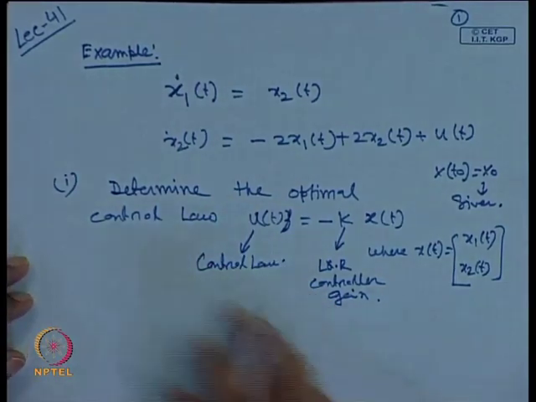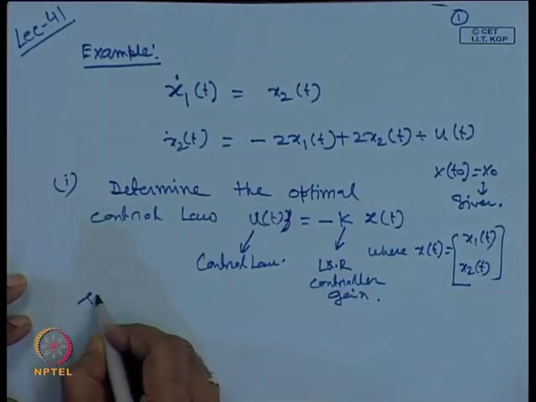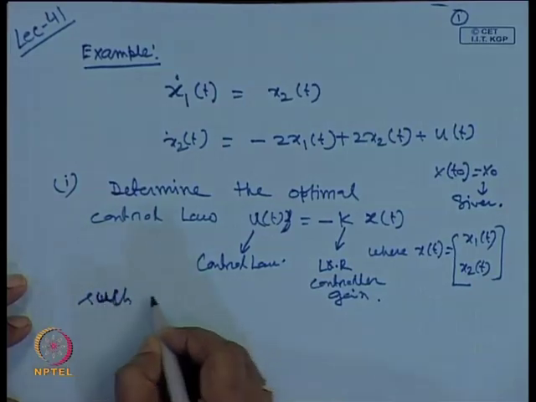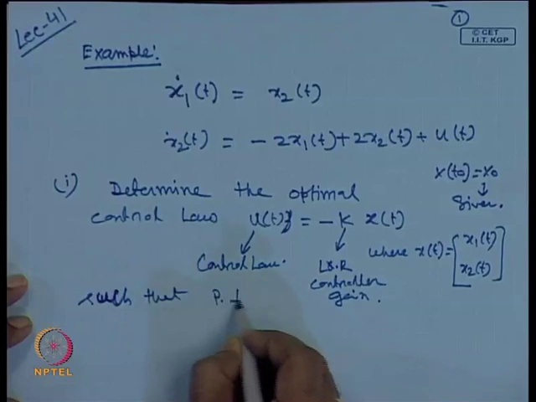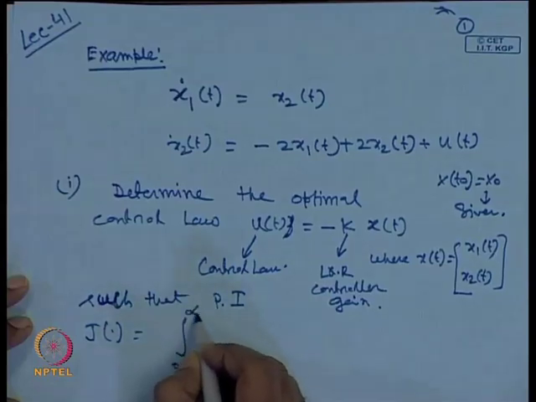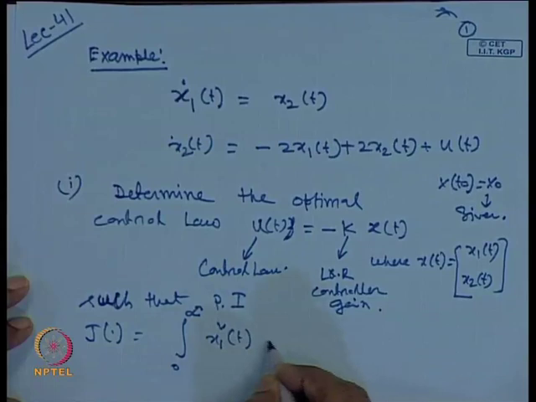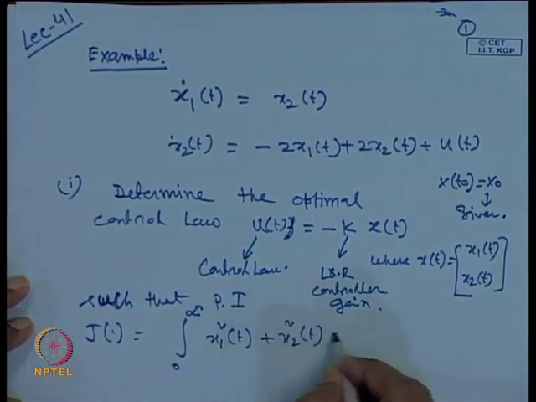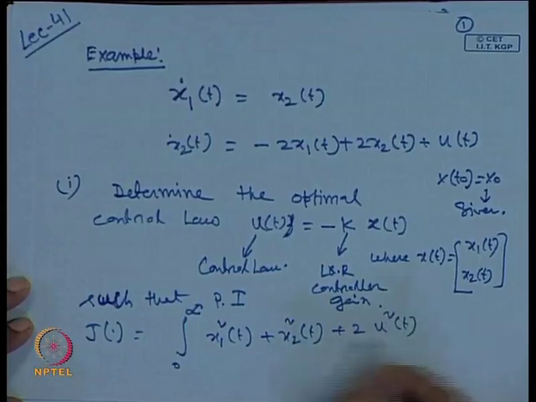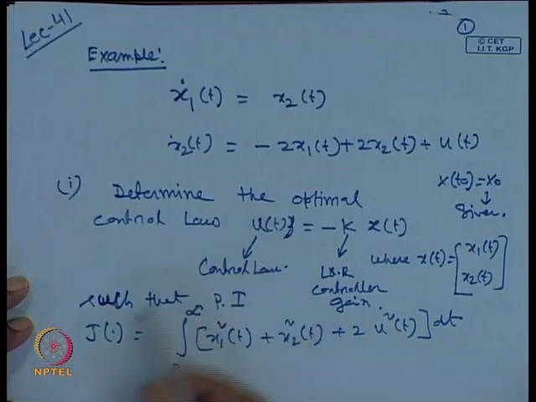So, we determine the optimal control law u of t such that the performance index J is equal to the integral from 0 to infinity, because it is an infinite horizon control problem, of x1 square of t plus x2 square of t plus 2 u square of t, whole dt, is minimized.